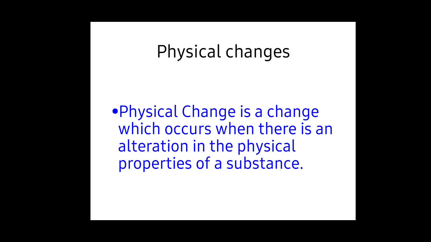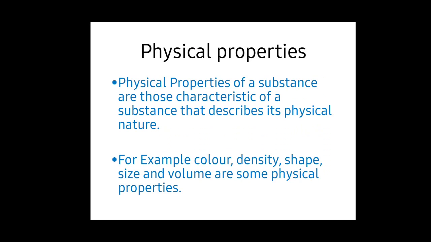Physical change is a change which occurs when there is an alteration in the physical properties of a substance. A small change in the physical properties of a substance is known as physical change. Then what is meant by physical properties? Let's see that. Physical properties of a substance are those characteristics of a substance that describe its physical nature. For example, color, density, shape, size and volume are some physical properties.